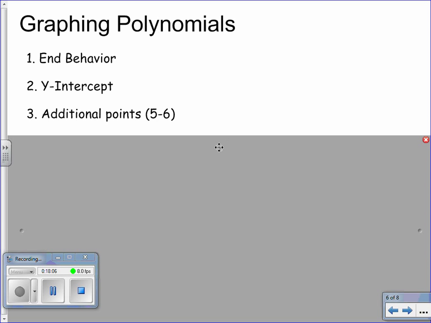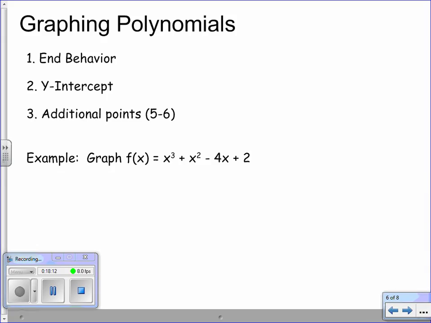So we're going to do one example. For the end behavior, would you graph both the left and right? Yes. You'll do both end behaviors. You'll make sure your graph follows what you said it should do. So you're going to see that when we do this example. Okay. So we're going to graph f of x equals x cubed plus x squared minus 4x plus 2.